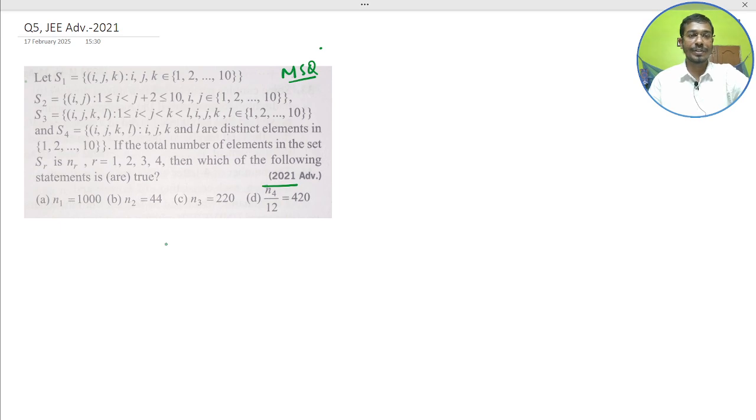Okay, this is the fourth set. If the total number of elements in the set Sr is nr, where r is 1, 2, 3, 4, then which of the following statements is or are true? N1 is 1000, N2 is 44, N3 is 220, N4 by 12 equals 420. Which options are correct? One or more answers can be correct. Be careful and let's start to solve it. First try yourself for a better concept and clarification.